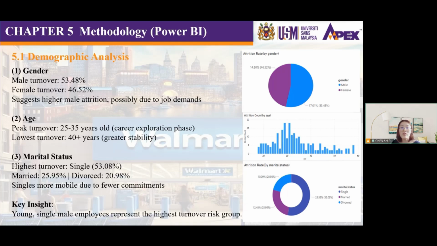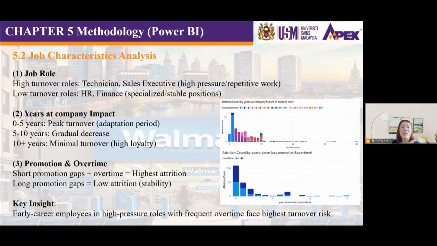And then we'll introduce the second analysis, the job characteristic analysis. The first one is the job role. High turnover roles are technicians and sales and so on. And low turnover roles are HR and finance. And then is the years at the company. 0 to 5 years has the peak turnover, 5 to 10 years has a general decrease, and 10 years has minimal turnover.